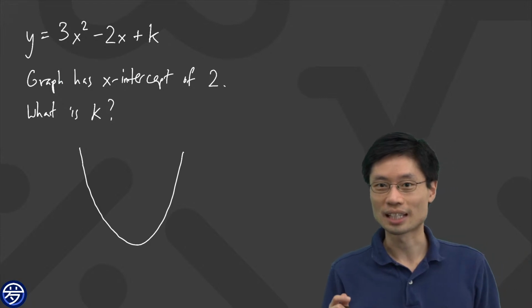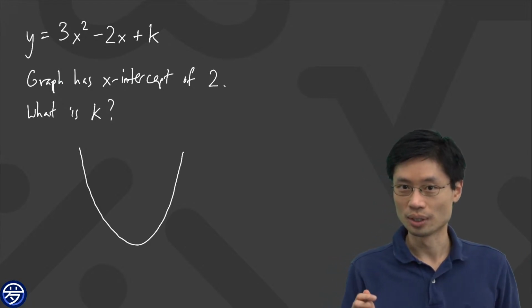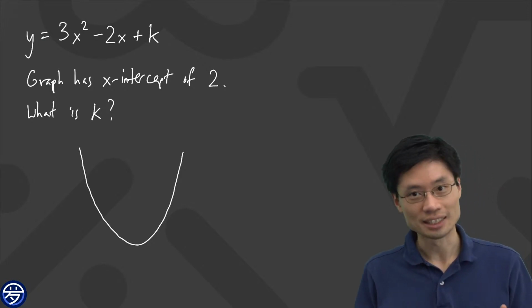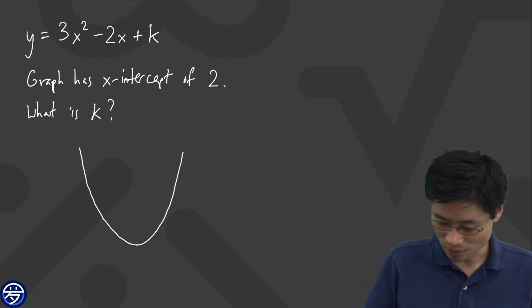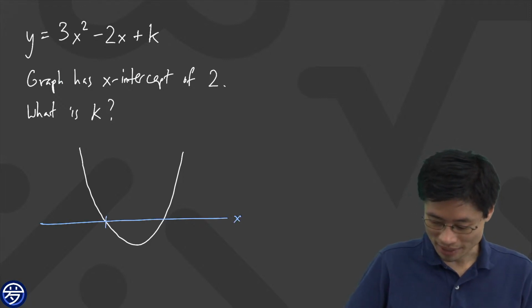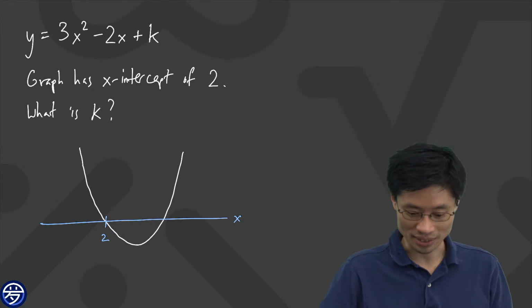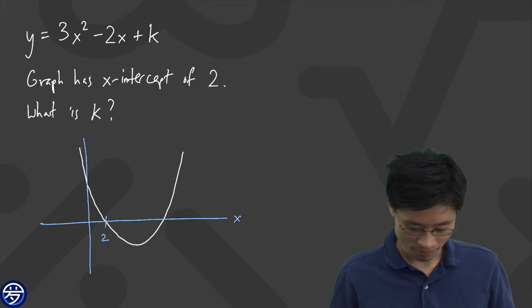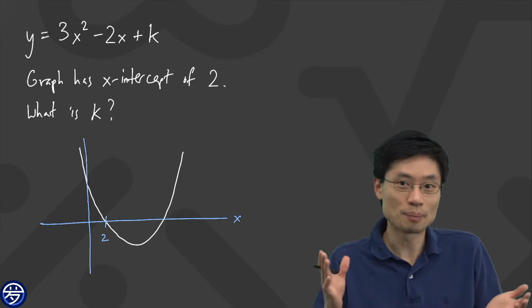We also know that it has an x-intercept of 2. So there's going to be an x-axis, and somewhere along the x-axis, at 2, it's going to cross through. I don't exactly know what this looks like. We'll find out soon. And then maybe the graph looks something like this.